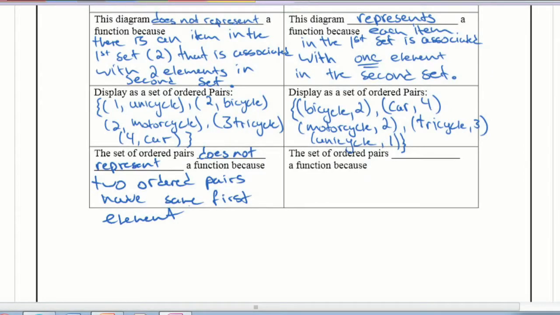So the second column here, the set of ordered pairs represents a function because, let's go with the ordered pairs have different first elements.